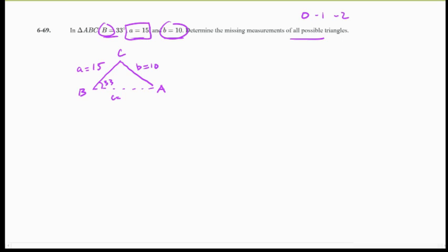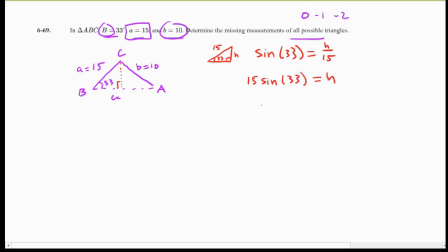What I need to do first is determine how many triangles there are, and to do that, I need to find the height of my triangle. To find the height, I'm creating a right triangle where I have the hypotenuse of 15, angle of 33, and I'm looking for the height. So I can use sine of 33, or SOHCAHTOA, equals the opposite over the hypotenuse. Multiply 15 by both sides. So 15 times sine of 33 is equal to the height. When I plug that into a calculator, I get about 8.17.